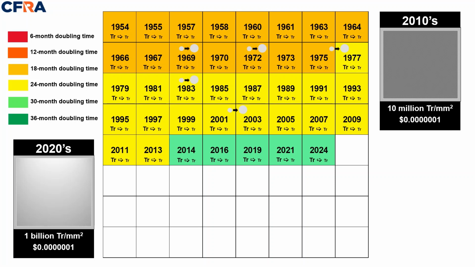Here we show Moore's law slowing to the 2.5-year doubling pace that occurred in 2014 and is still on track to occur through 2024. Here you see the 2010s, you got about 10 million transistors per square millimeter, and in the 2020s, we're already now at 1 billion or more transistors per square millimeter.